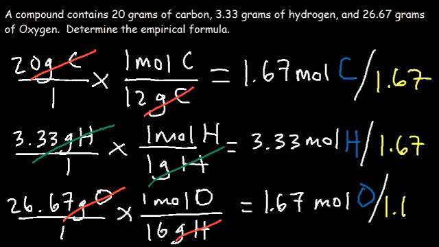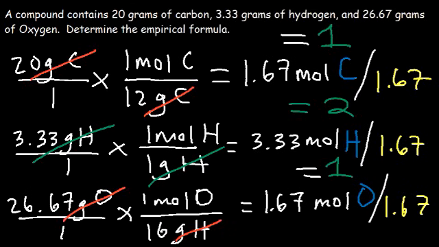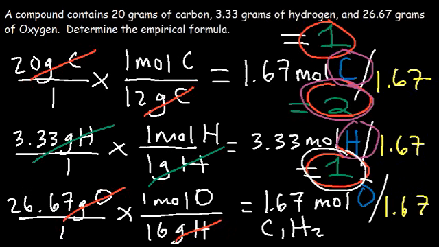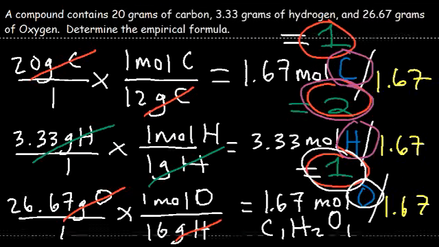And if possible, round it to the nearest whole number. 1.67 divided by 1.67 is 1. 3.33 divided by 1.67 is about 2. And the last one is 1. So notice the numbers that we have: 1, 2, 1. The number associated with carbon is 1, so I'm going to write C1. The number associated with hydrogen is 2, so that's H2. And for oxygen we have 1. So C1H2O1. That is the empirical formula.